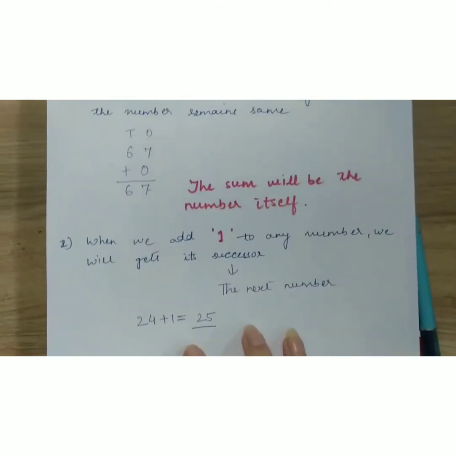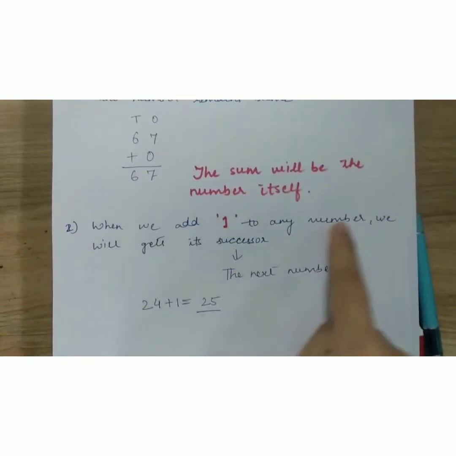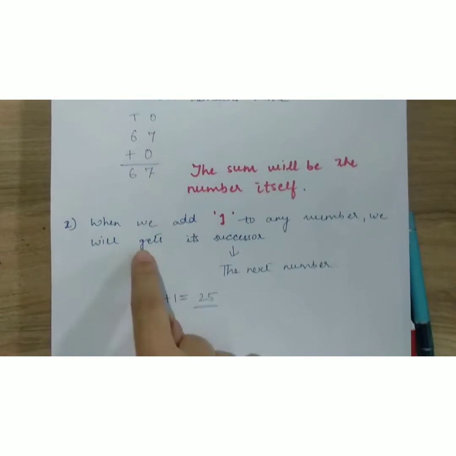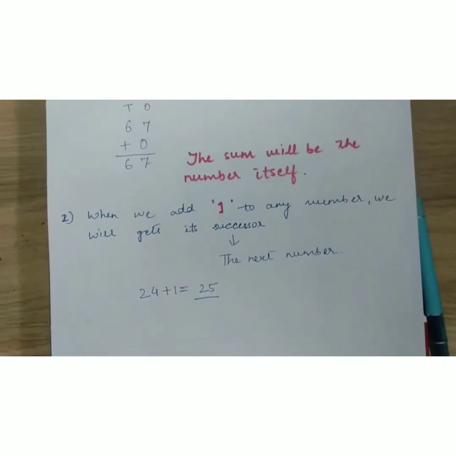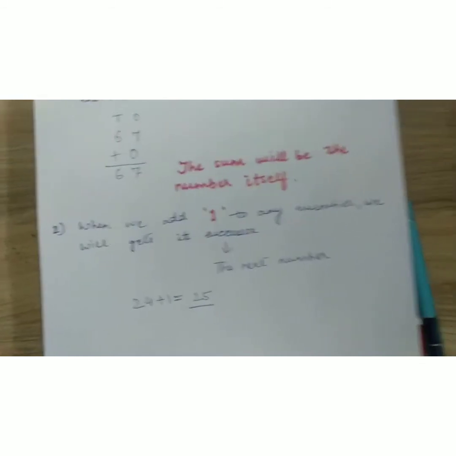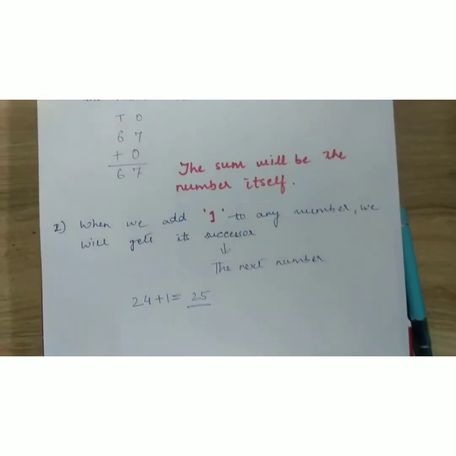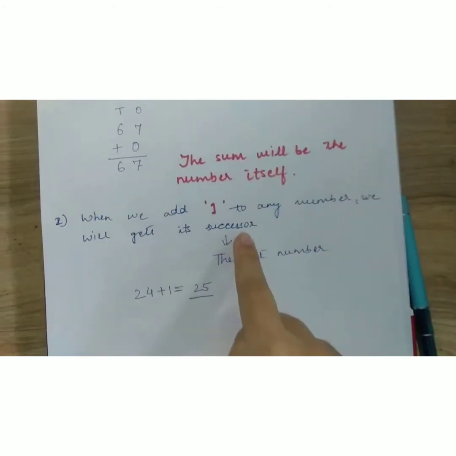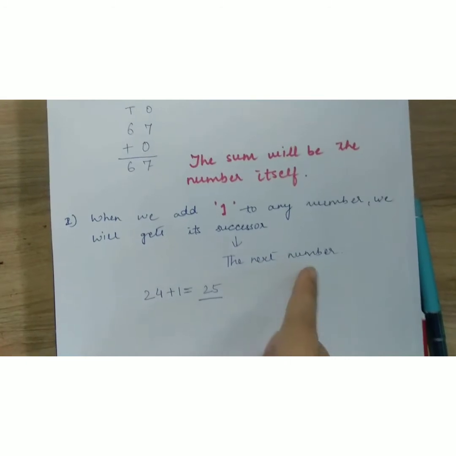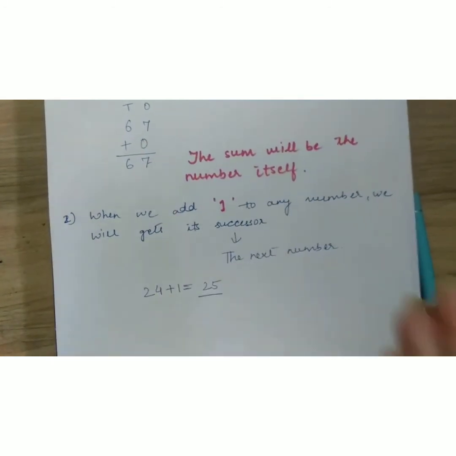Now moving on to the second rule. When we add 1 to any number, we will get its successor. Successor you have already learned in this class also. So if 1 is added to any given number, the sum will be its successor. Successor means the next number, or the number which just comes after the given number.